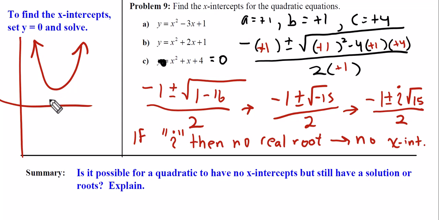So here we saw an example of each: A, which had 2 x-intercepts, B, which had 1 x-intercept, C, which had no x-intercepts. And I would strongly suggest referring back to problem 7 to see those discriminants and how we use them to predict how many x-intercepts we would have.